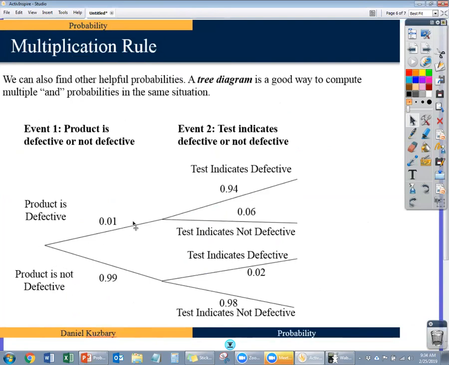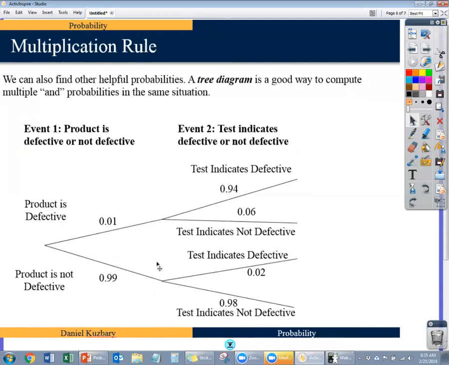The first two branches represent what I'm calling event one, which is the production of the product and whether or not the product is defective. Okay, so we know from the problem on the last slide that when we produce a product, there's a 0.01 chance that it's defective, so that's what that means. There's a 99% chance it's not defective. So from the moment of production, there's a 0.01 chance that this happens, and a 0.99 chance that this happens.